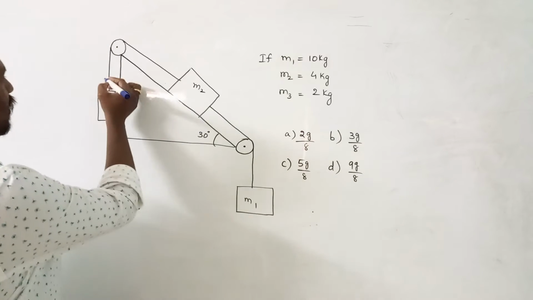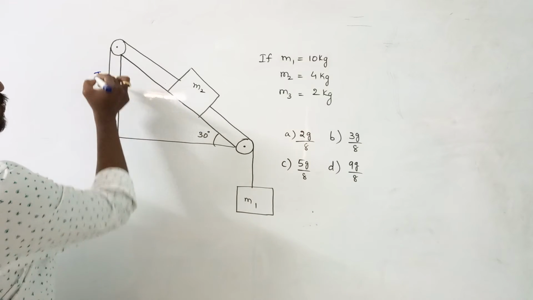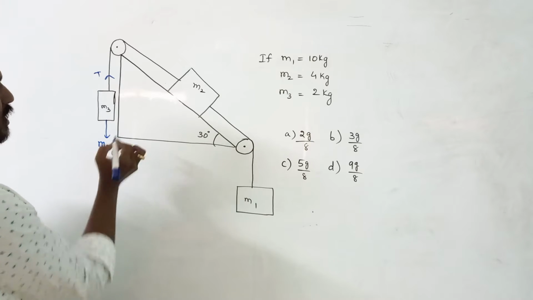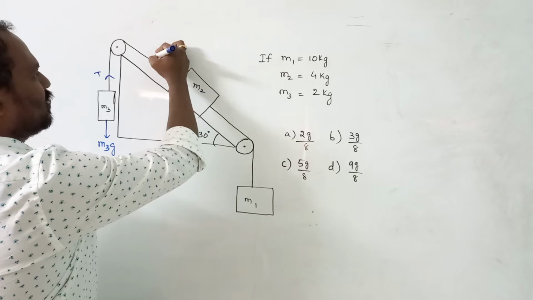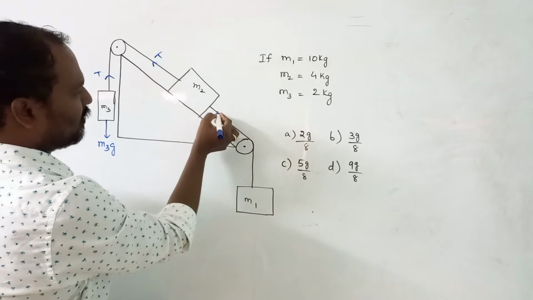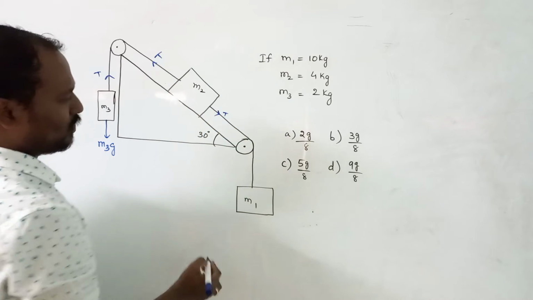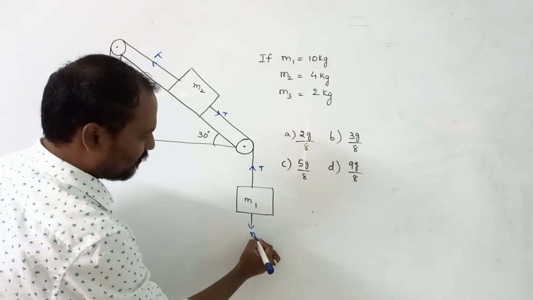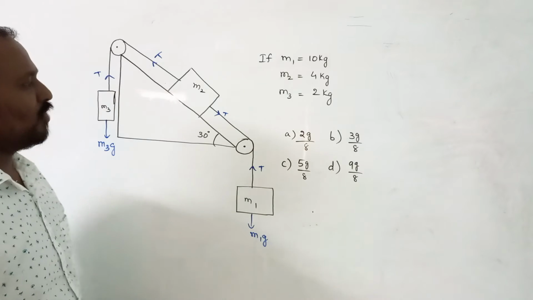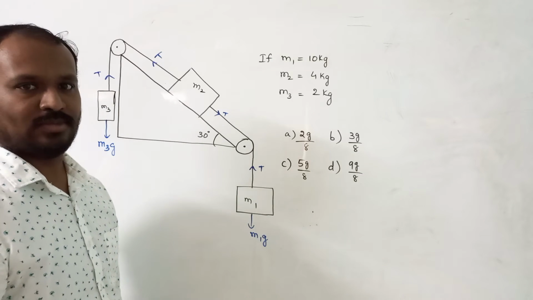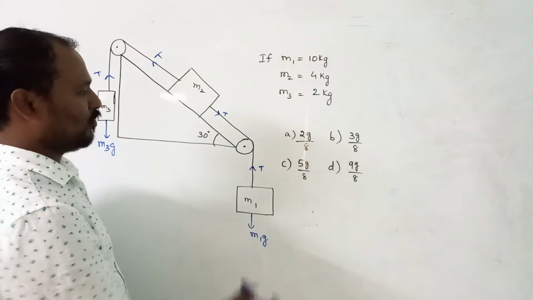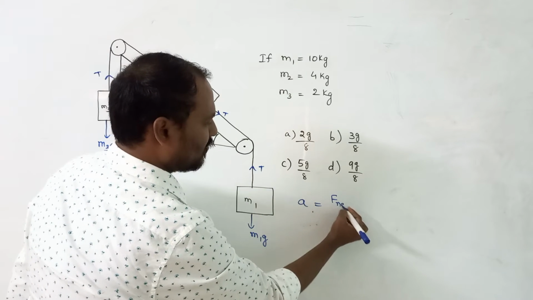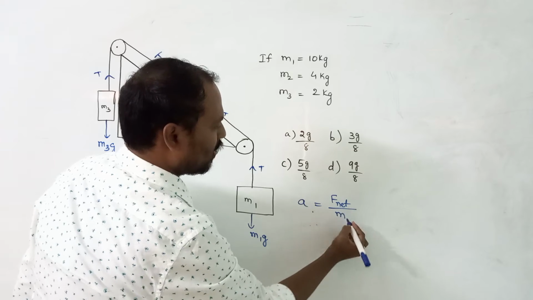So here the tension is T and the weight is M3 into G. Here the tension force is T and here the tension force is also T. Here the weight is M1 into G. To find the acceleration of this system, we will use one formula: acceleration is equal to F net divided by total mass.